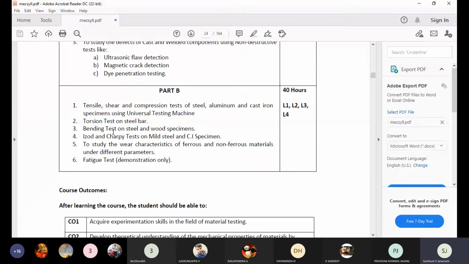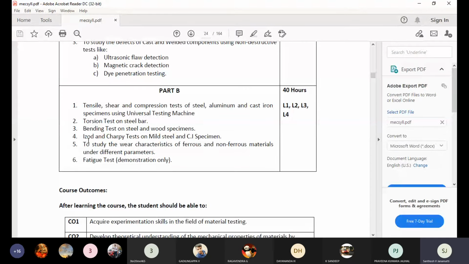And here we have the bending test, right? I already told you bending is also one of the major experiments. Sometimes we have steel and wood samples which we use for bending, and also for compression. For compression, we commonly use steel materials as well as wood materials to conduct the compression test.